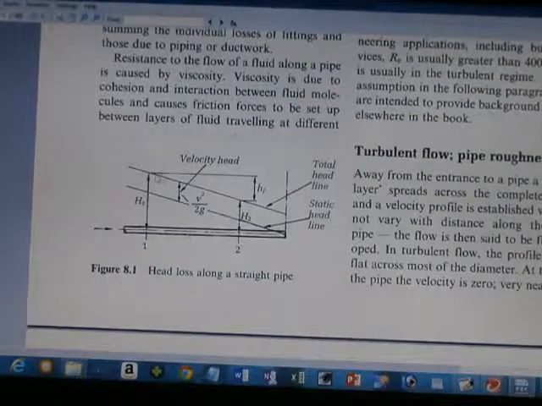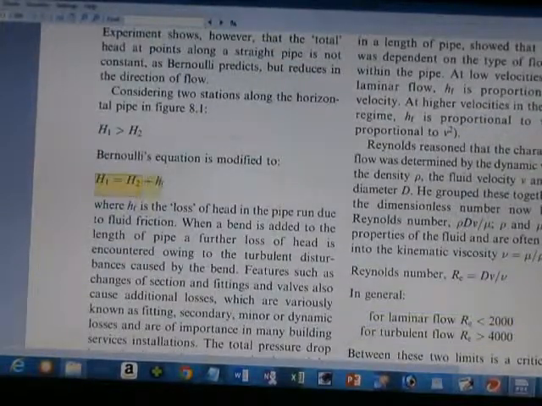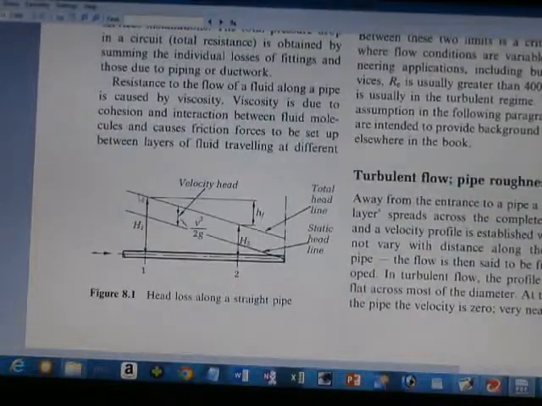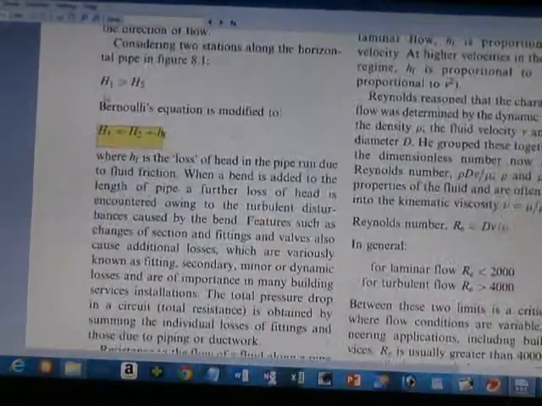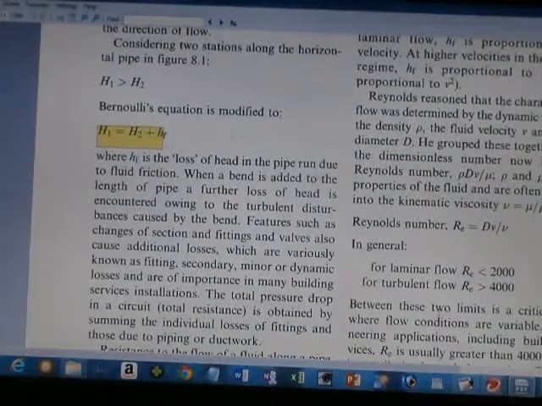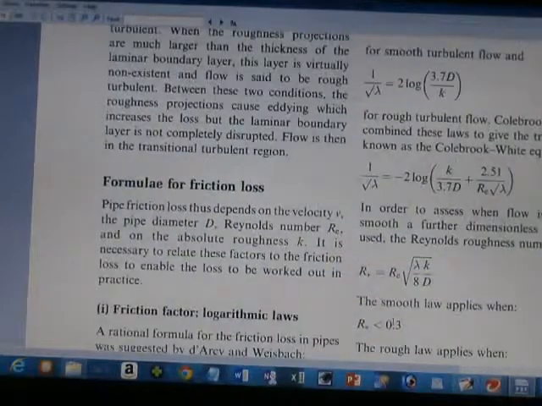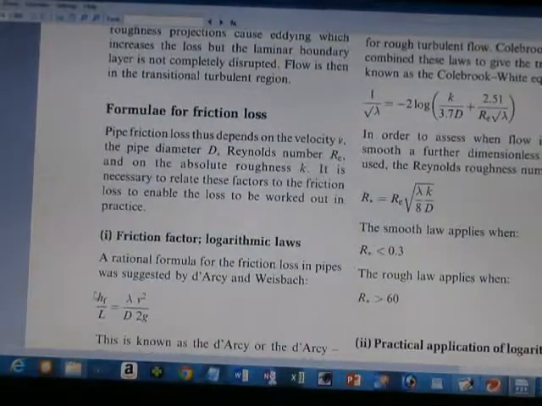This is H1 and H2, the velocity head, and this is the head loss. In this case H1 is equal to H2 plus HF, where the velocity head is V squared over 2g. So this is the equation to calculate the friction loss.